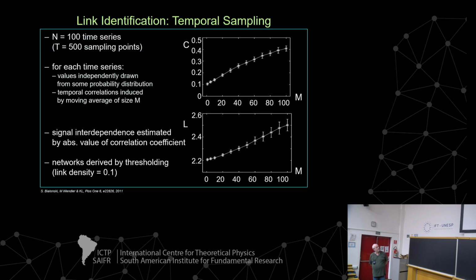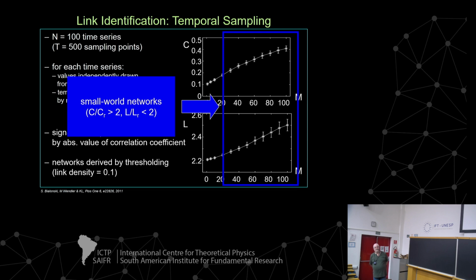If you study clustering coefficient and path length in dependence on the amount of correlations that you introduce, so in that case, the size of the moving window, then you see that they increase the more correlations you have. There's some famous criterion that says you compare the clustering coefficient against the one that you would get for a random network, and you compare the path length to a random network, and if this ratio is larger than 2, then you have an indication for a small world, which is exactly in this blue rectangle. This is the whole area of small worlds that you can observe from a random network with random data just because you introduce correlations.